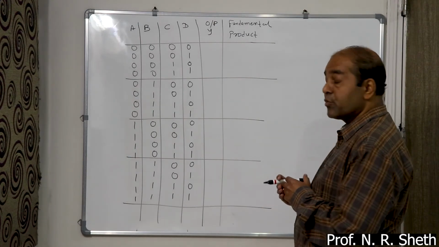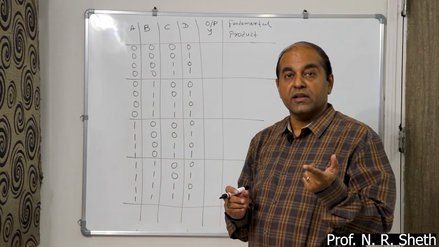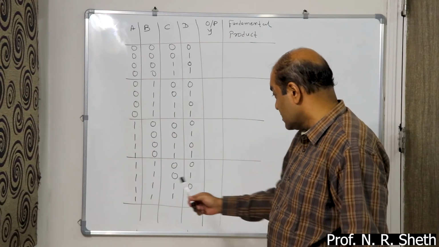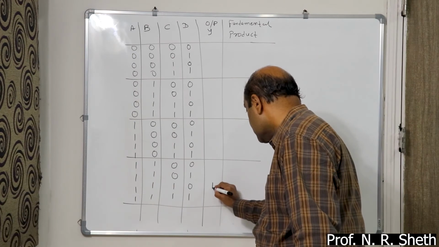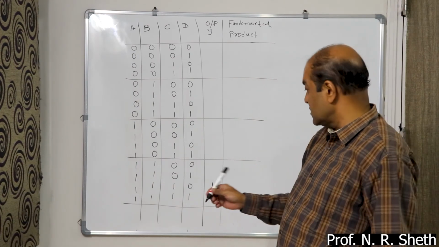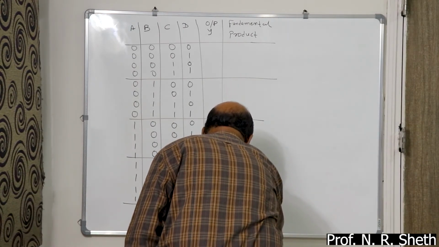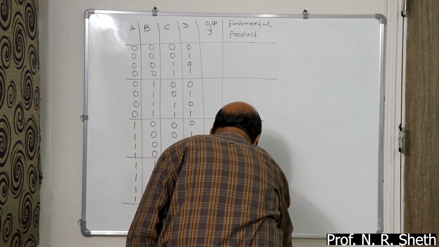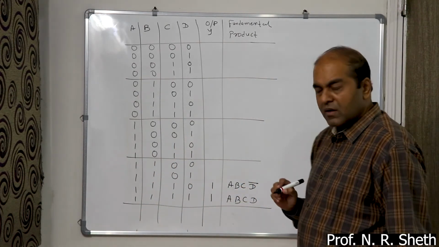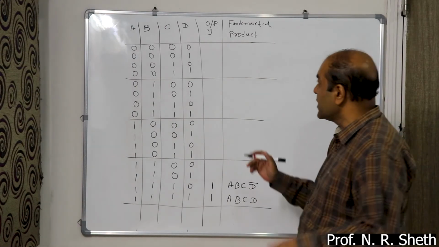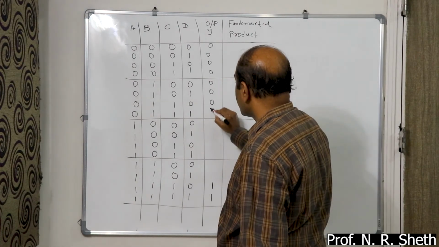Okay. Output is high when equivalent input is more than 13, that is 14 and 15. 8 plus 4, 12 plus 2, 14. So for this it is high, and this one. Last two entries, 14 and 15, it is high. So its fundamental products are A, B, C, D bar, and A, B, C, D. I am interested only in last two entries. Remaining all are 0. So no need to find out its fundamental product.